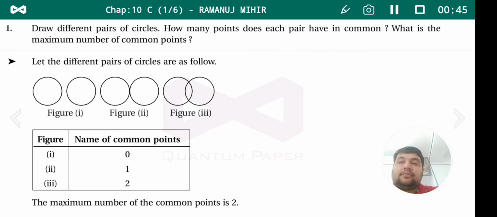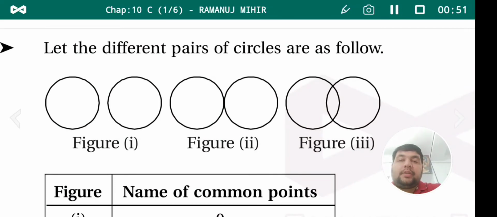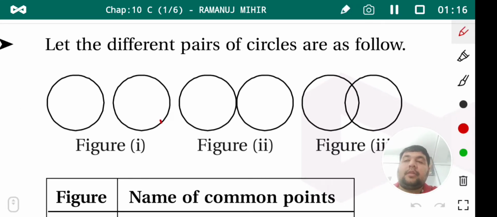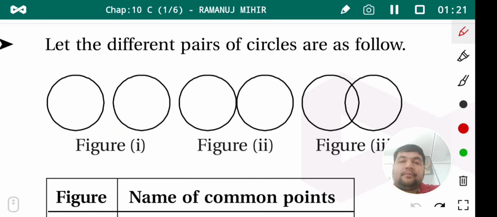So now the question is that we have to draw three different pairs of circles. And now after drawing these three pairs, we have to say how many common points they have. So let the different pairs of circles be as follows. You can see in the figure. This is our first pair, this is second, this is third. So we have drawn three pairs of circles.